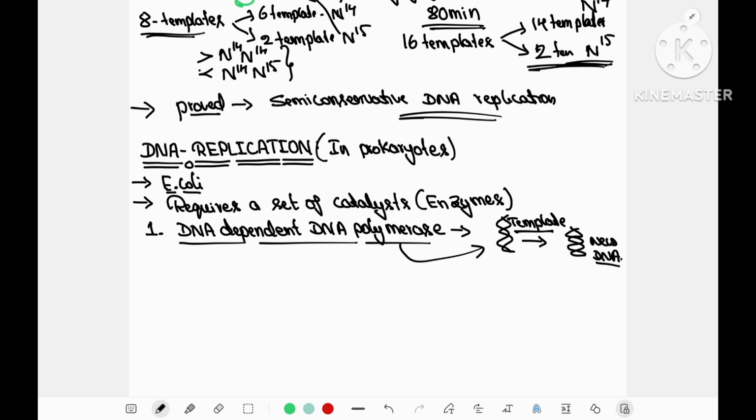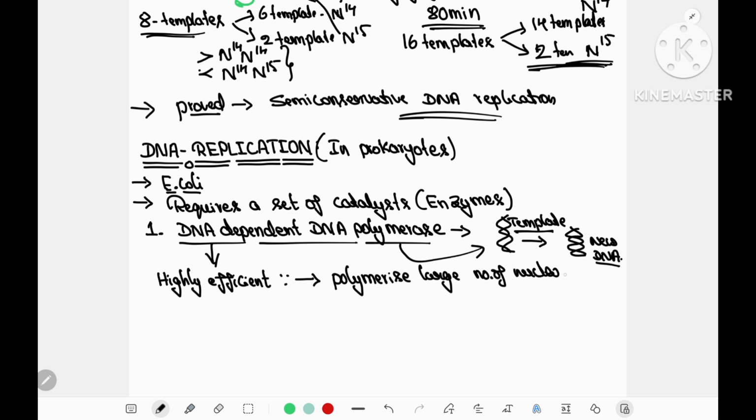Now, the DNA polymerase enzyme is found to be highly effective, that is highly efficient. It is highly efficient because it can polymerize. Polymerization means addition of more number of nucleotides. The polymerization of a large number of nucleotides will take place in a very short time. That is, the DNA template, the complementary DNA will be synthesized in a very short time.